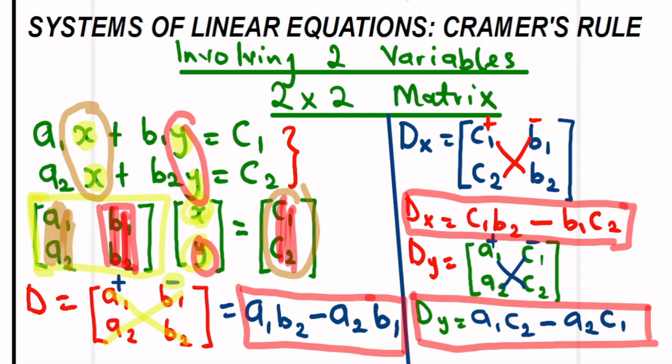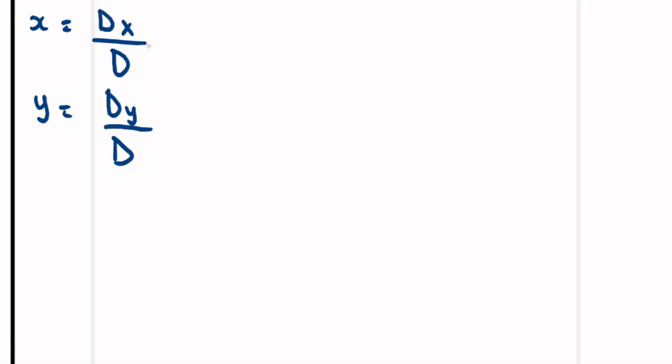So with what I highlighted here, we can say that the value of x is going to be the determinant of x over the normal determinant. And then the value of y becomes the determinant of the coefficient of y over the normal determinant. We know the value of dx.